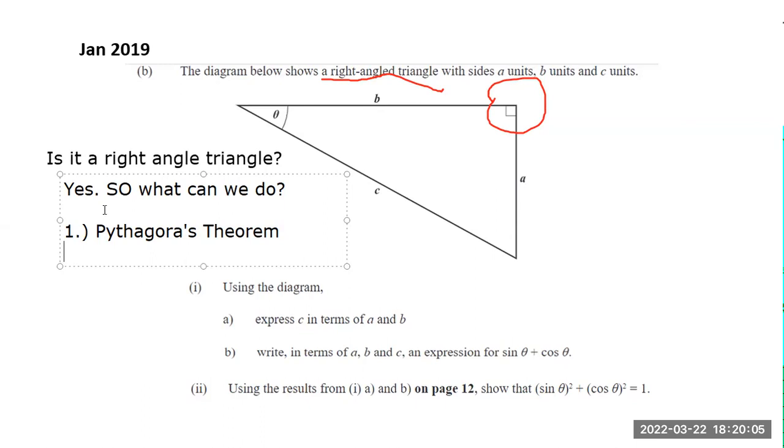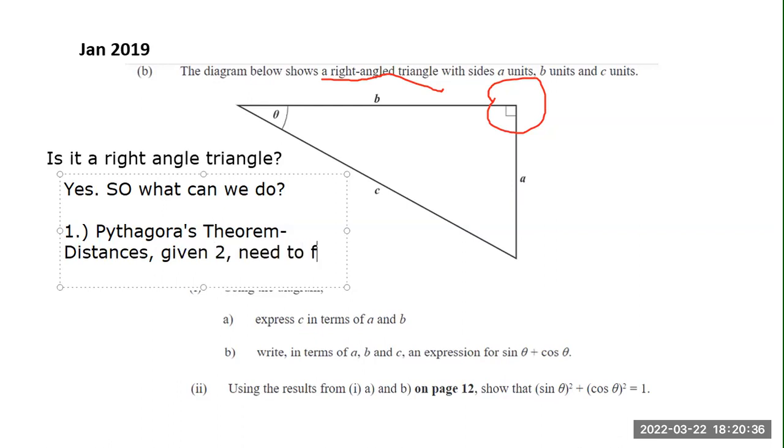In what situation can you apply Pythagoras theorem? When you need to find what? Distances, right? You use Pythagoras theorem when you need to find distances, but you're given two and need to find one. You have three sides in a right angle triangle; you're given two and you need to find one. That's Pythagoras' theorem.